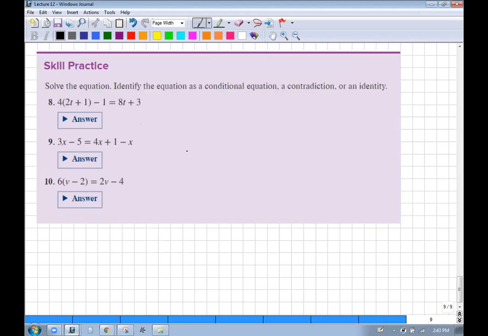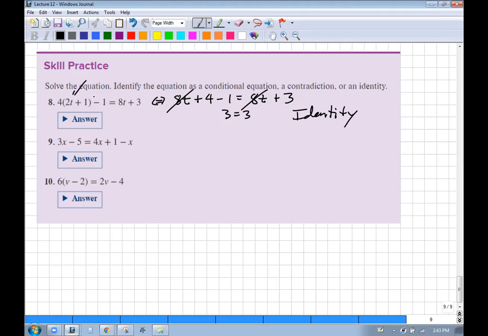Okay, let's see this one. Let's get rid of these parentheses. 4 times 2 is 8. 4 times 1 is 4. Right here, I can look at this and say I can subtract 8t from both sides. 4 minus 1 is 3. 3 equals 3. An identity.